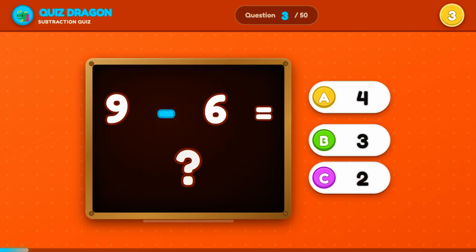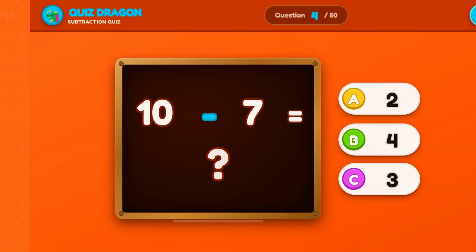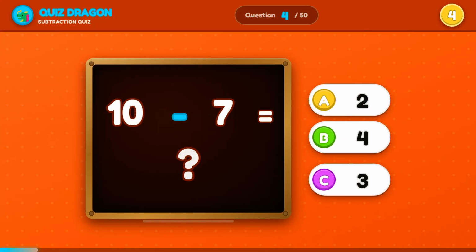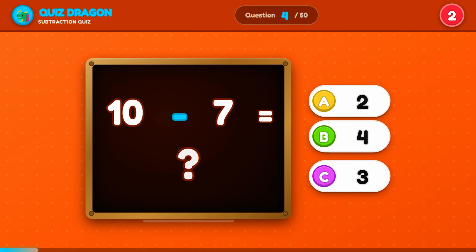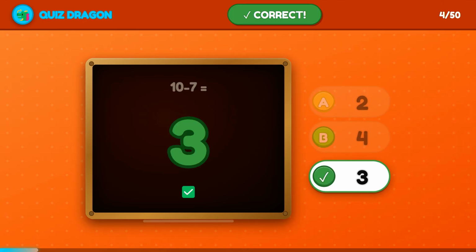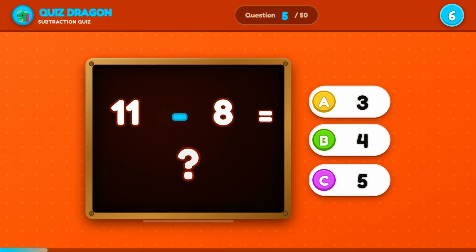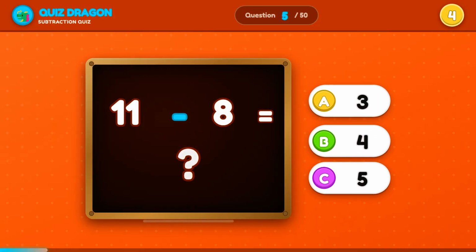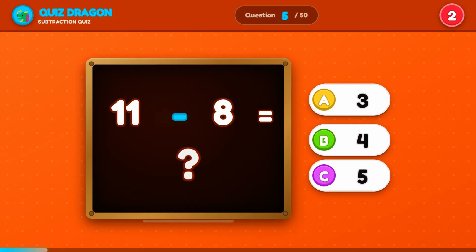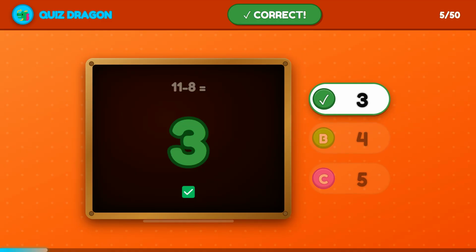What's the answer? The correct answer is B, 3. Question 4. What is 10 minus 7? The correct answer is C, 3. Number 5. 11 minus 8 equals. The correct answer is A, 3.